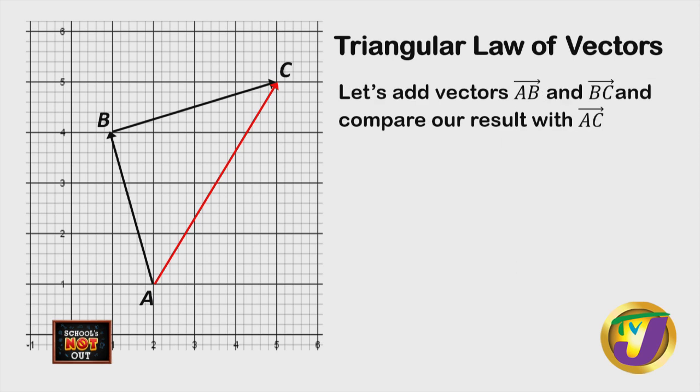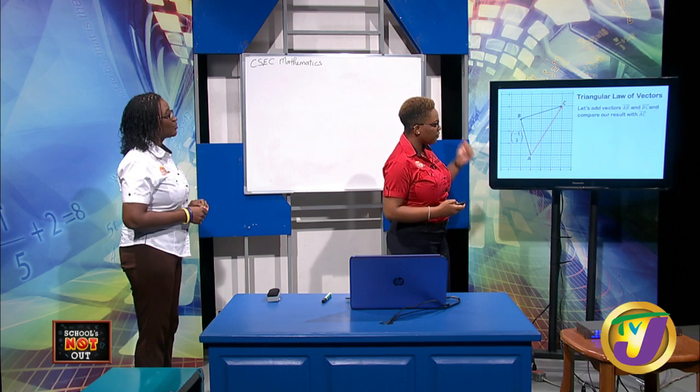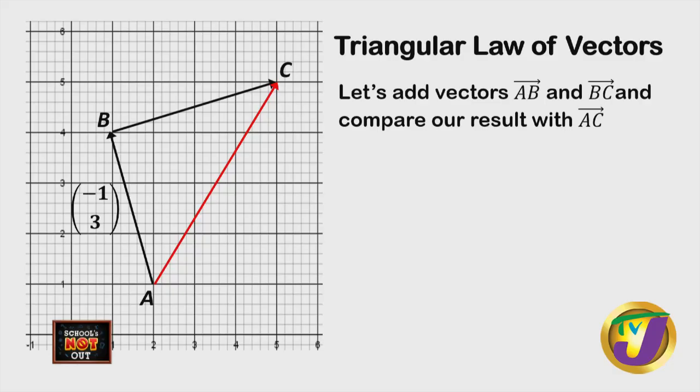Interesting. Right. So let's add vectors AB and BC and compare to see if they indeed would have started at the same place and ended at the same place. So for vector AB, we know that it's -1, 3. And then BC is 4, 1.